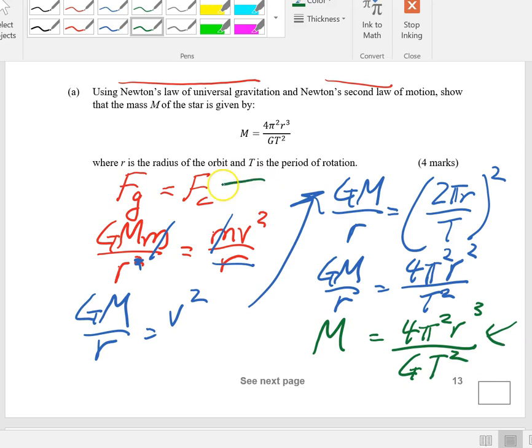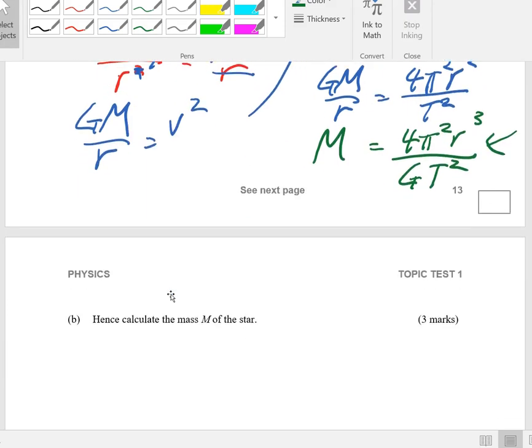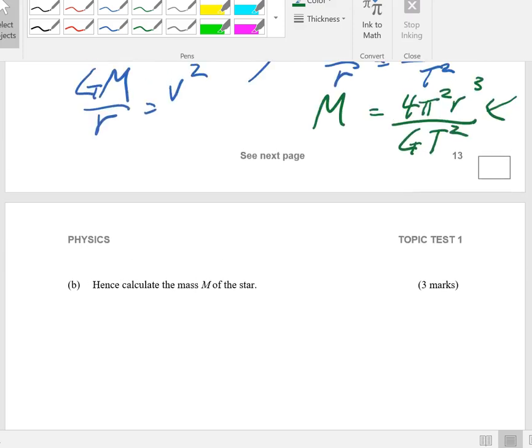And how do you start? Make Fc equal to Fg and you expand, and v here also you have to expand. Okay, from A, I'll go for question B. Calculate the mass M of the star.